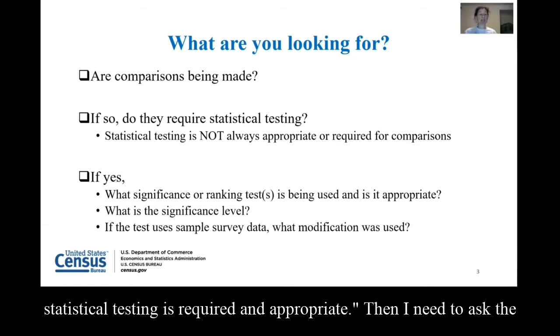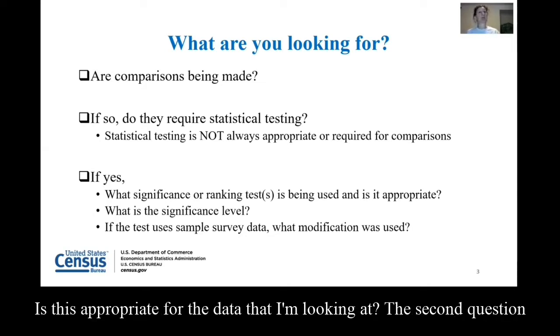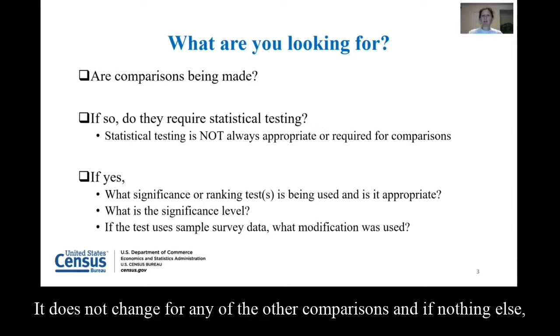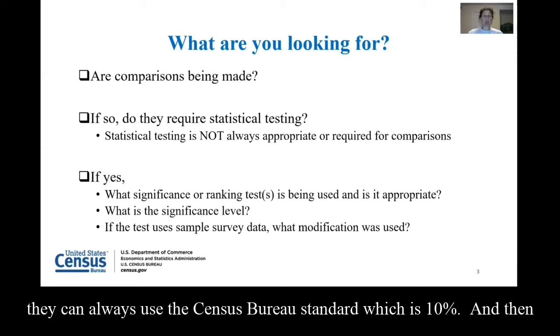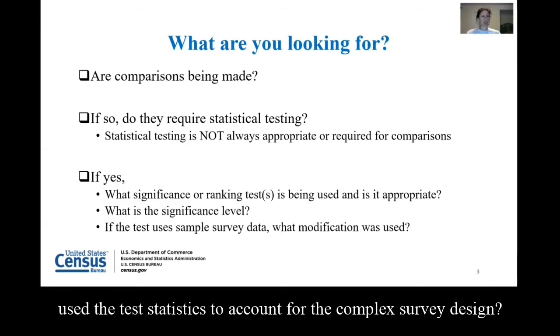Going back and getting away from my rant though, suppose you have some comparisons and as a reviewer you say, I think statistical testing is required and appropriate. Then I need to ask the following questions. What significance or ranking test is being used? And is this appropriate for the data that I'm looking at? Second question you have to ask is, what is the significance level? That needs to be stated upfront in the paper. It does not change for any of the other comparisons. And if nothing else, they can always use the Census Bureau standard, which is 10%. And then again, if the test uses sample survey data, what modifications were used to the test statistics to account for the complex survey design?